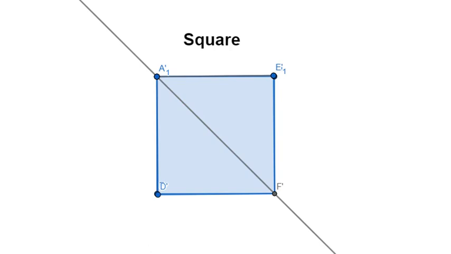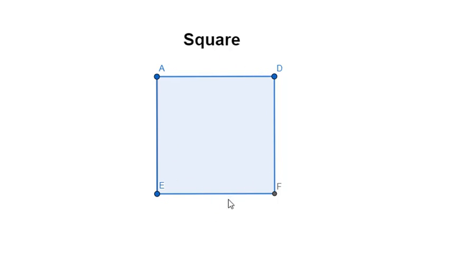Okay, Mr. Mayer, I think I have it. I think I understand that if it has four sides, then it's going to have four lines of reflectional symmetry. Is that correct?